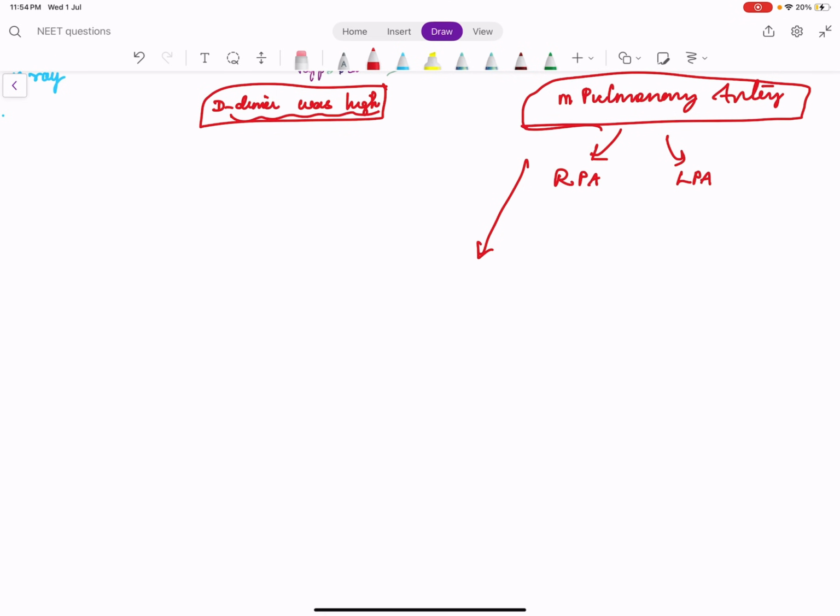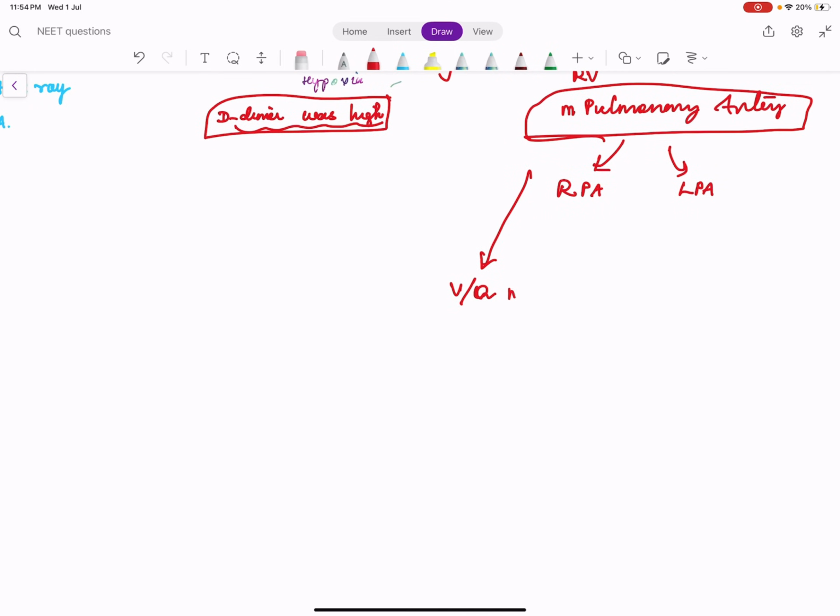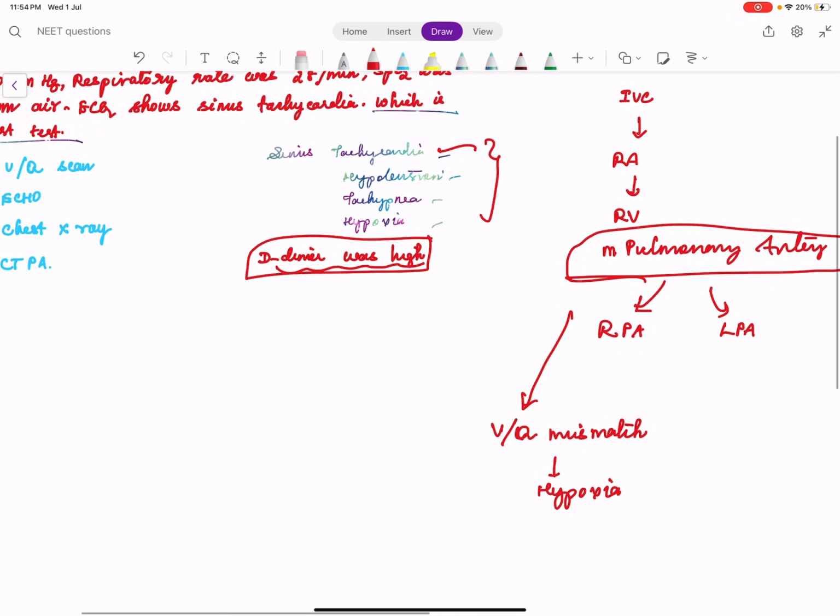When blood is not pumped into the lungs, what happens? Even though the lung is ventilated with air, since the perfusion of blood is not there, a mechanism called VQ mismatch, ventilation perfusion mismatch, occurs. The blood is not flowing, so oxygenation of blood is affected, and this leads to hypoxia. This is how pulmonary embolism, by blocking blood flow to the pulmonary artery, reduces perfusion to the lungs, and hence causes VQ mismatch leading to hypoxia. In pulmonary embolism, D-dimer is high. Remember, D-dimer is one of the fibrin degradation products in the clotting mechanism.